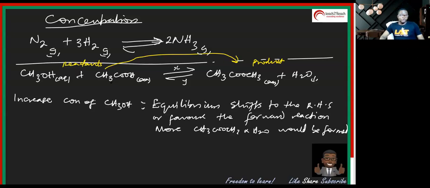The same thing will happen if you increase the concentration of CH3COOH, which is your ethanoic acid. The same effect will happen. So let's go to decrease in concentration. Let's say a decrease in concentration of CH3COOCH3. Can you predict what equilibrium will do? If you decrease the concentration of methyl ethanoate, what will happen to equilibrium?